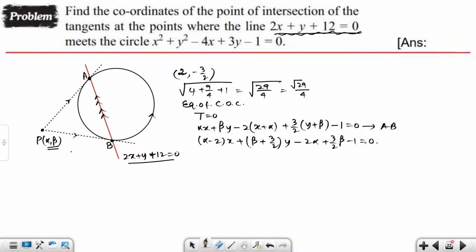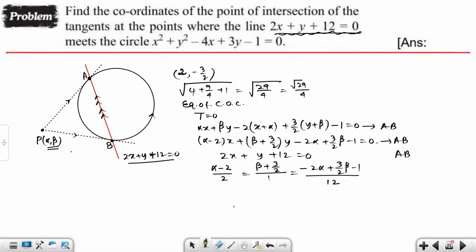So the moment you get this, this is the equation of AB. Already you know the equation of AB. What is that? It's 2x + y + 12 = 0. That's exactly what they have given. Now these two equations represent the same straight line, hence I can compare them. So (alpha − 2)/2 equals (beta + 3/2)/1, which equals (−2 alpha + 3/2 beta − 1)/12.